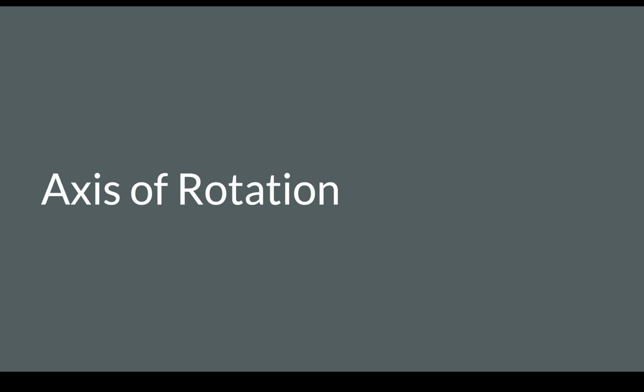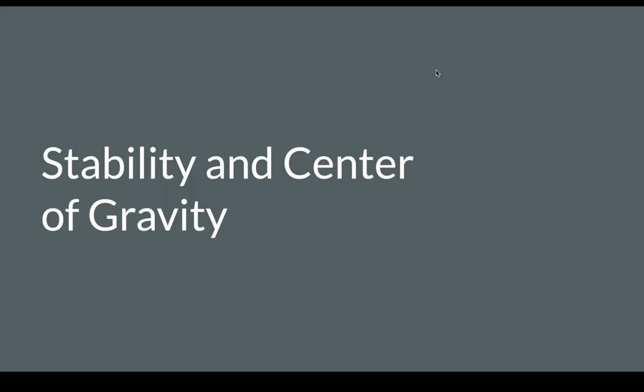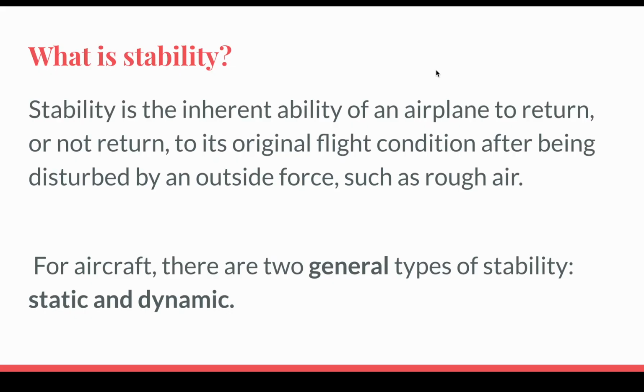Let's talk about axis of rotation. This is a part of aerodynamics that gets kind of brushed over in flight training a lot, but a lot of what we talk about happens around these 3 axes of rotation. There's the vertical axis, the longitudinal axis, and the lateral axis. And when we talk about stability, stability is the inherent ability of an airplane to return or not return to its original flight condition after being disturbed by an outside force, such as rough air.